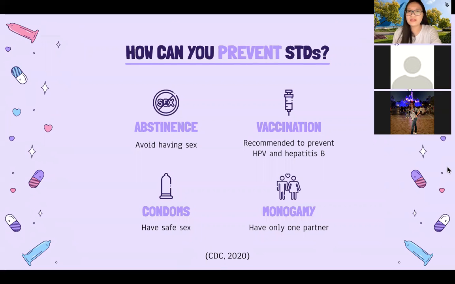So how do we prevent STDs? Antibiotics can treat STDs caused by bacteria or parasites, which are the curable STDs. But there is no cure for STDs caused by the viruses, which are the incurable STDs such as HIV/AIDS. But there are medicines that can often help with the symptoms, and there are behaviors that we can change to lower our risk of spreading the infection and prevent STDs, including abstinence, vaccination, condoms, and monogamy.